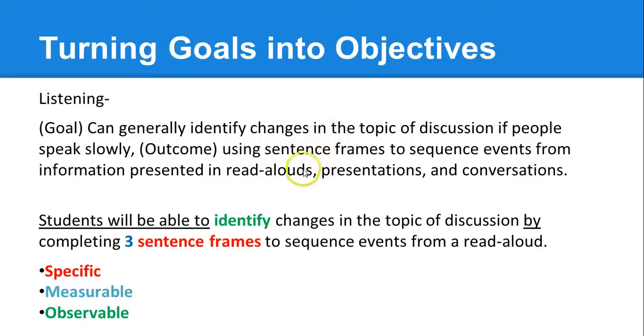So to turn it into a weekly lesson level statement that is more workable, we've turned it into an objective that reads like this. Students will be able to identify changes in the topic of discussion by completing 3 sentence frames to sequence events from a read aloud.